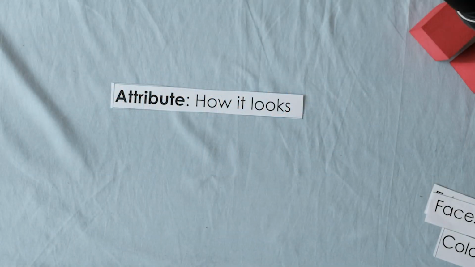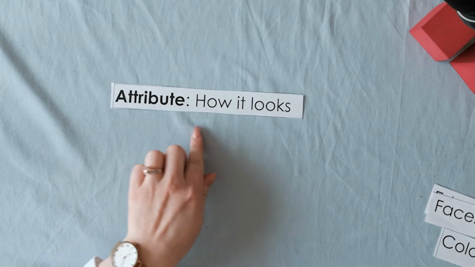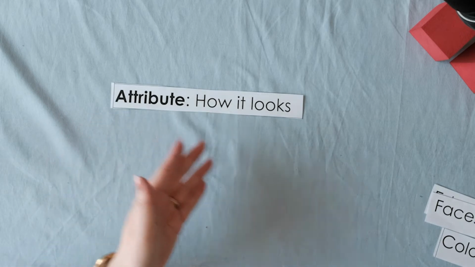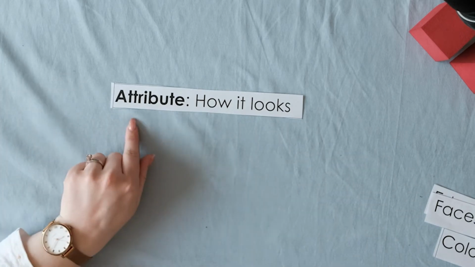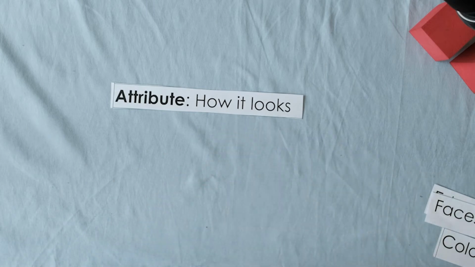Hi grade ones, in this video we will be learning something new and it's called attribute. And we will be using attributes to sort things. So before we get started, let's review and learn this new word. So when we talk about the word attributes, it's about how something looks, how it looks.